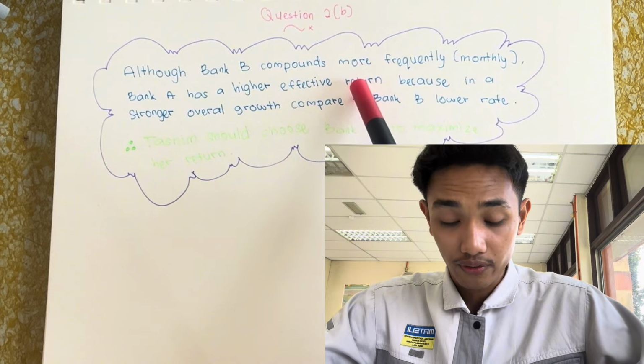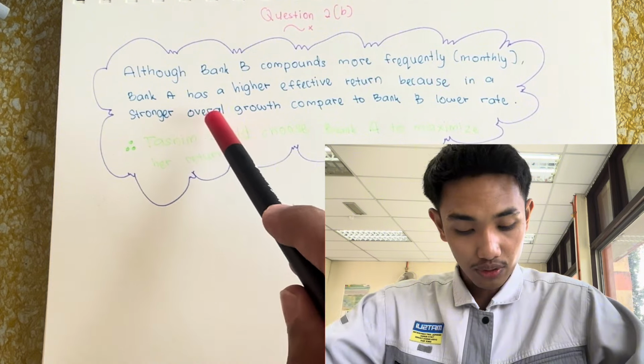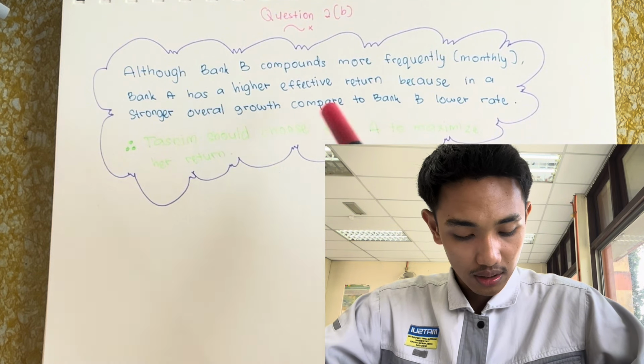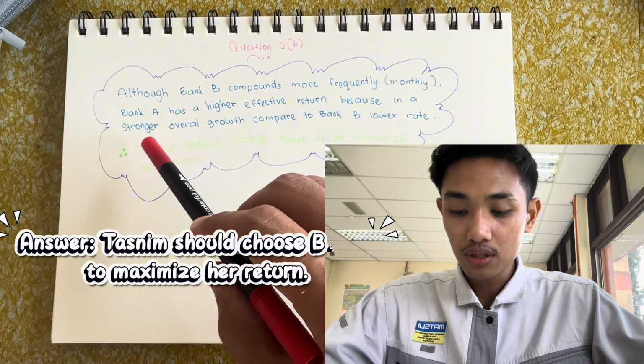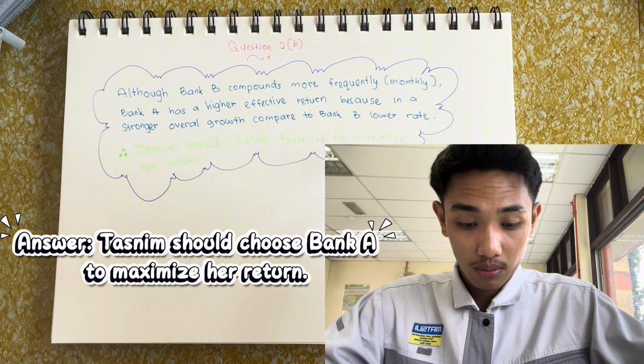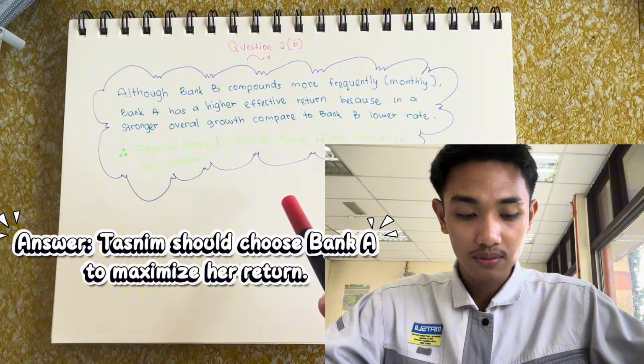For question B, although Bank B compounds more frequently, which is monthly, Bank A has a higher effective return because of stronger overall growth compared to Bank B's lower rate. So to answer this, Tasnim should choose Bank A to maximize her return.